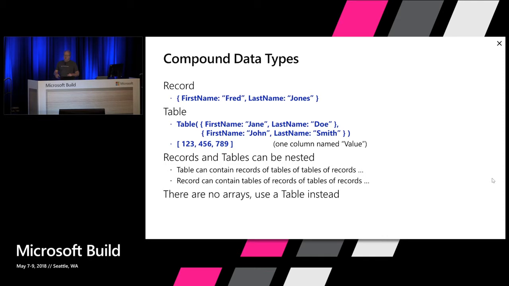You can have a record, which is very similar to JSON syntax. There's a curly brace, name, and then a value. Tables, there's a table function that returns a table. There's also a shorthand for doing a single column table, which is our form of an array. We don't have any specific arrays. A table that's one-dimensional is pretty much as close as we come. It can be arbitrarily nested either way, records in the table, tables and records, as deep as you want.